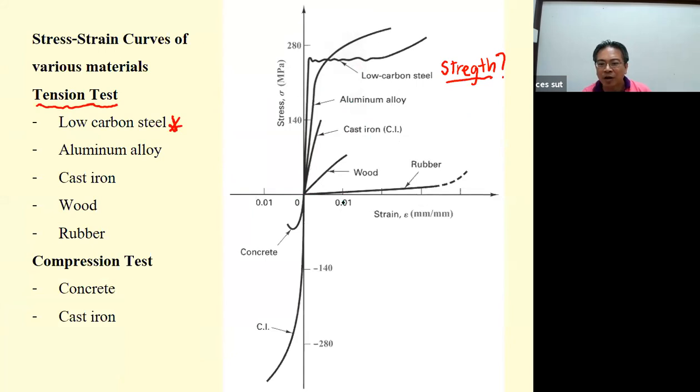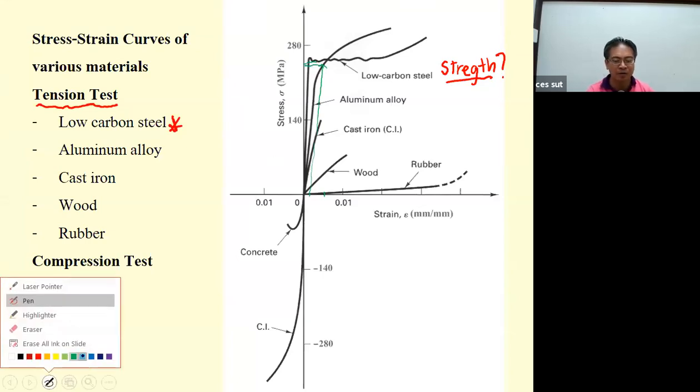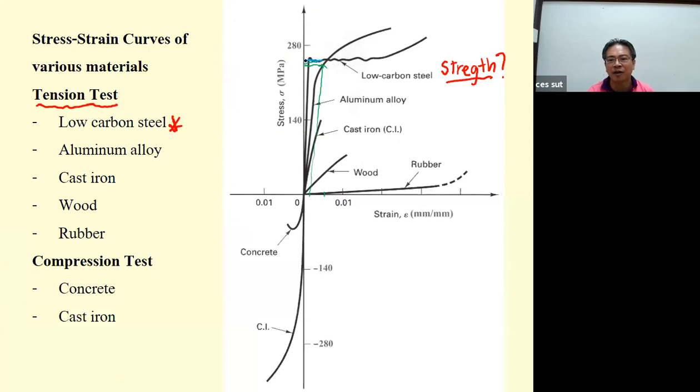This is 0.001, this is 0.05, this is 0.02. By using 0.2% offset and drawing the line here, that is going to be sigma sub y for aluminum. However, the sigma sub y for the steel is going to be at this point. That's why the low carbon steel has the highest strength. Which one has the lowest strength? The rubber is going to produce the lowest strength.